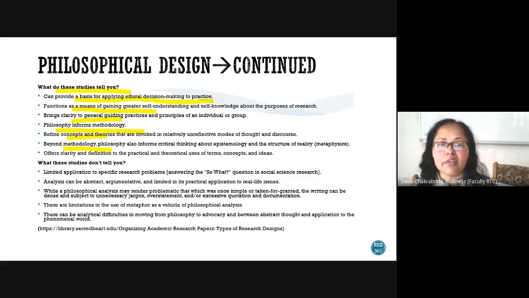Beyond methodology, philosophy also informs critical thinking about epistemology and structure of reality. It helps in clarification and definition to the practical and theoretical uses of terms, concepts, and ideas.